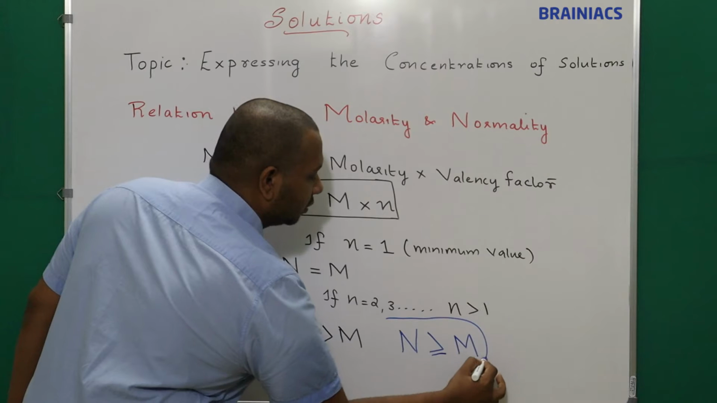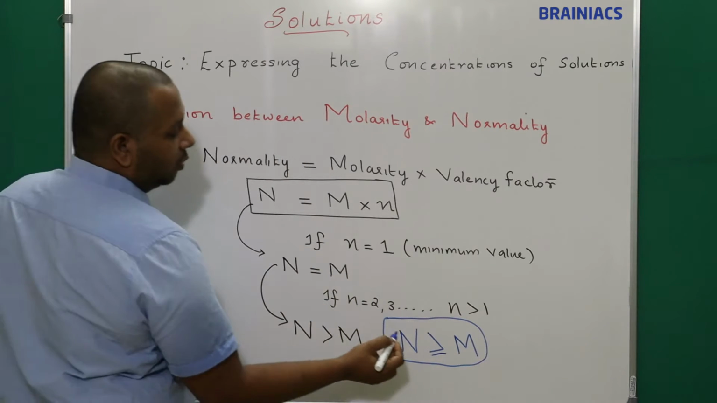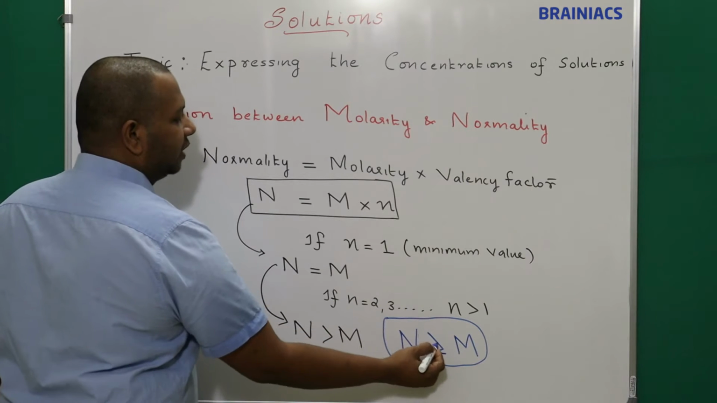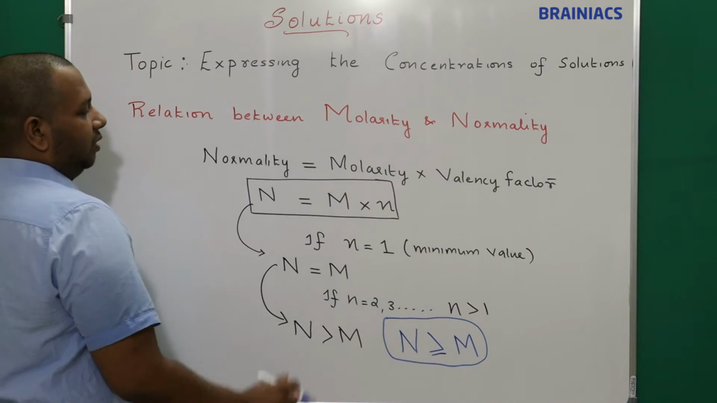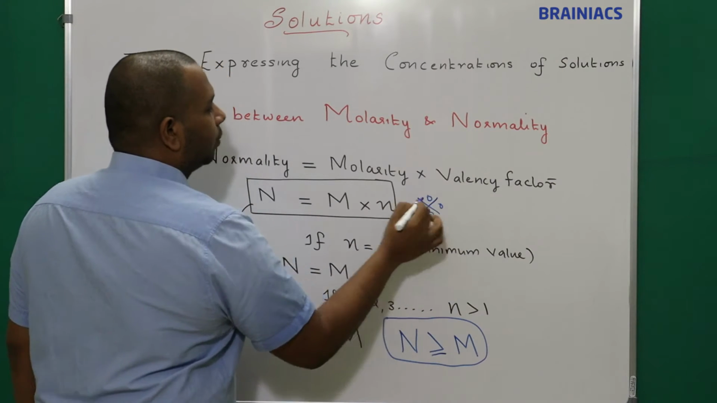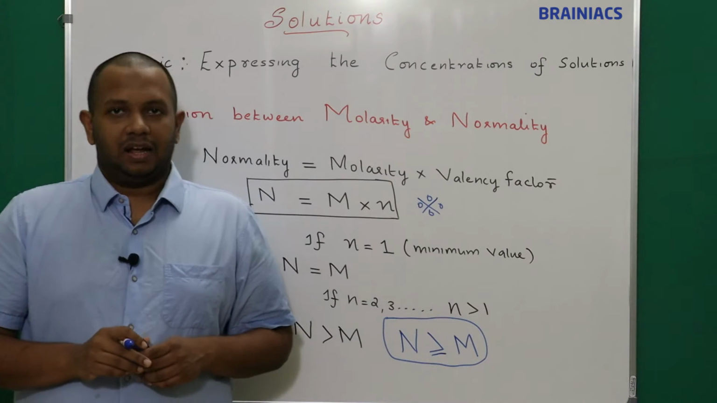Understood? So this is my final conclusion. So I can say normality can be greater than molarity or it can be equal to. So that is why greater than or equal to molarity. So generally speaking, this is the one you should remember, very very important. Normality is equal to molarity into valency factor n.